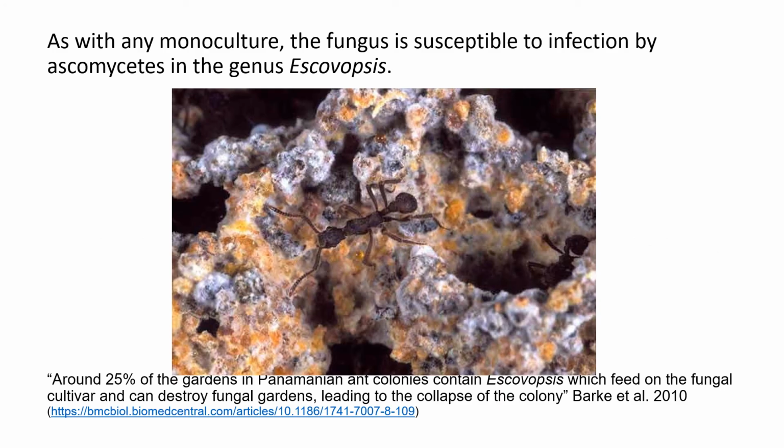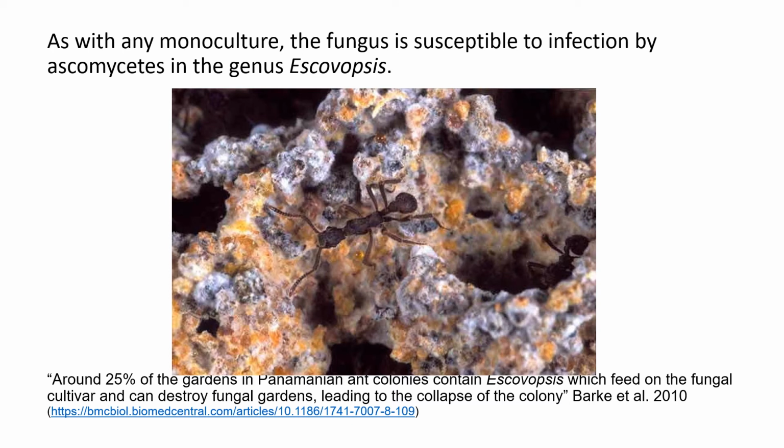As with any monoculture, the particular fungus that they're growing is susceptible to infection by ascomycetes in the genus Escovopsis. So anytime you are growing just one thing, if something specializes at attacking that thing, you are selecting for that specialized pathogen. And we know this based on the way that we grow crops and why we're not supposed to have monocultures, because they are more susceptible to invasive diseases or even native diseases that you've made more abundant by providing more of their host source in this localized area.